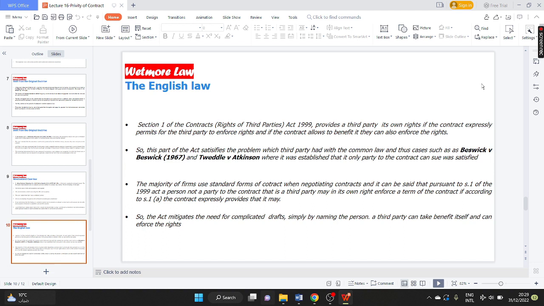The majority of firms use standard forms of contract when negotiating contracts, and it can be said that pursuant to Section 1 of the 1999 Act, a person not a party to the contract, that is, a third party, may in its own right enforce terms of the contract if, according to Section 1(1)(a), the contract expressly provides that it may. So the Act mitigates the need for complicated drafting simply by naming the person. A third party can take the benefit itself and can enforce the rights.